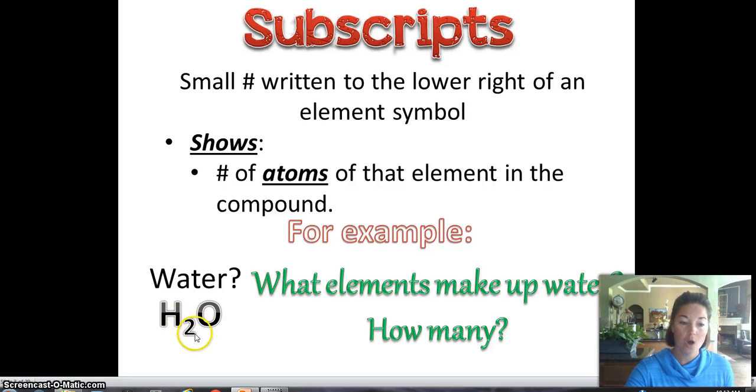It's found to the lower right-hand side of the hydrogen. So this tells me that there are two hydrogen atoms in this chemical formula. Now notice there's no number written to the bottom right-hand side of the oxygen. Well, it's understood then that there's only one atom of that element found in the molecule. The reason they don't write the one down here is because the symbol being within the formula is telling you that it's there, at least one of them.